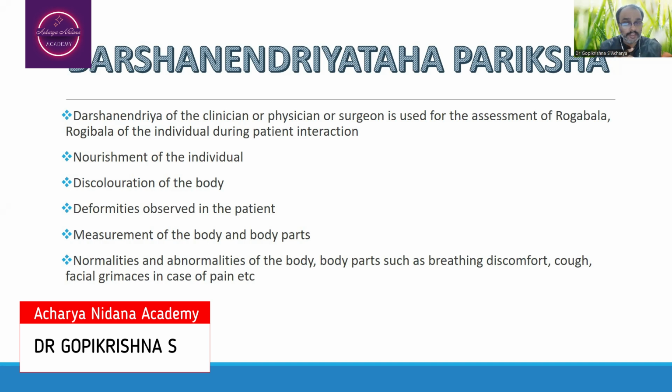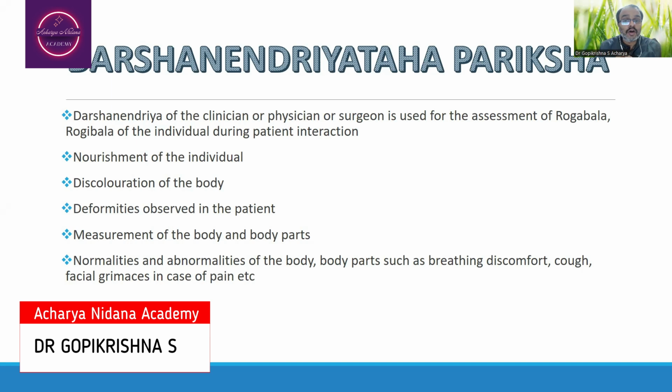It may be related to nourishment status, whether he is undernourished or normally nourished, or whether it is overnourishment or whether it is obese. That can be analyzed. A discoloration of the body. That means whether the person is having yellowish discoloration of the skin or sclera or the eyes, etc., or the bluish discoloration of the tongue, nose, or the eye, the hands, etc., or deformities observed.